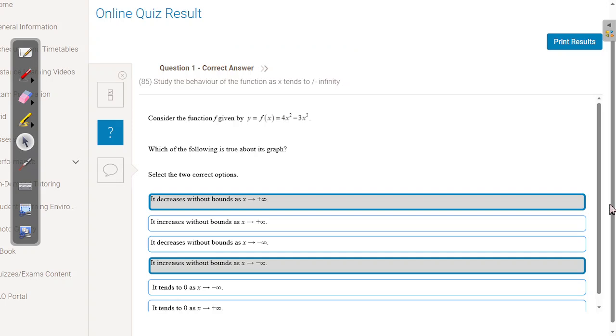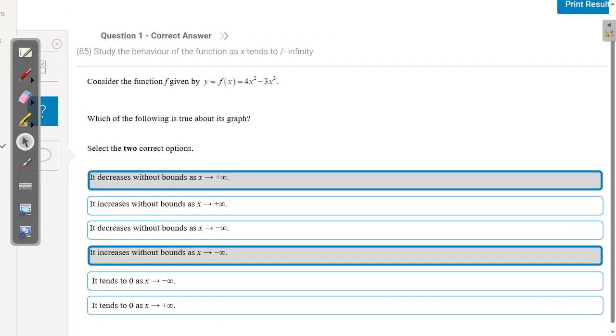Today I'll be doing the week 11 math quiz. So let's start. Consider the function f given by y equals 4x squared minus 3x cubed. Which of the following is true about its graph? So they want to see if it's increasing or decreasing as it approaches infinity or negative infinity.